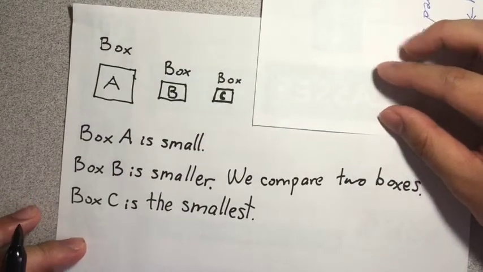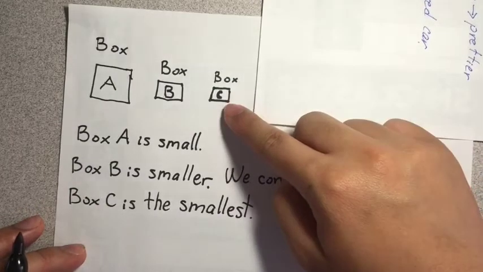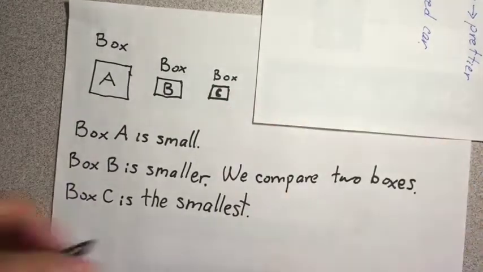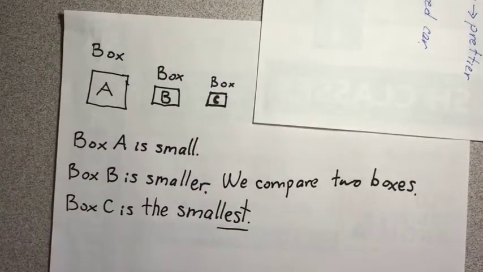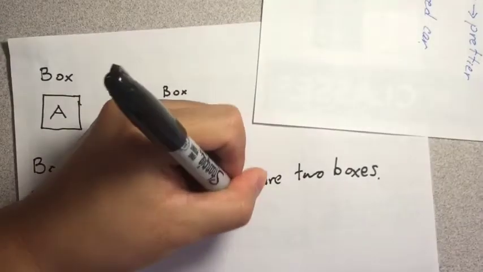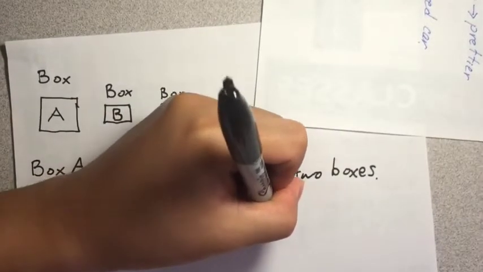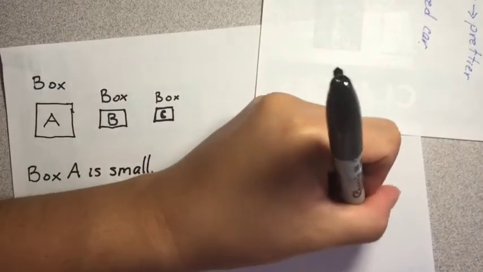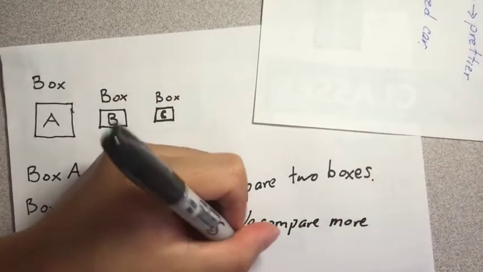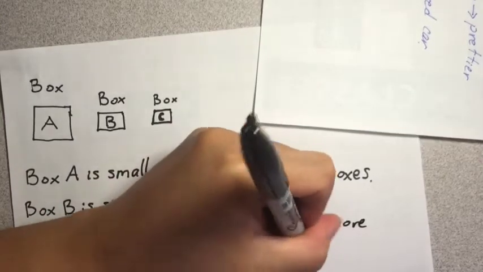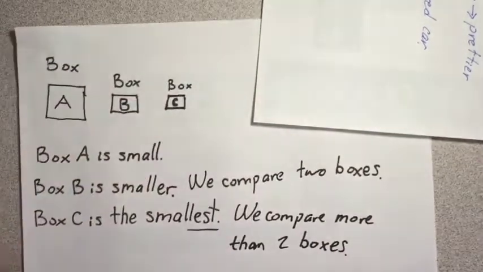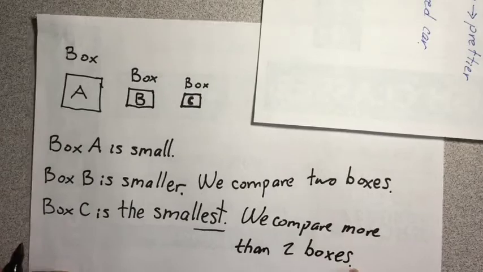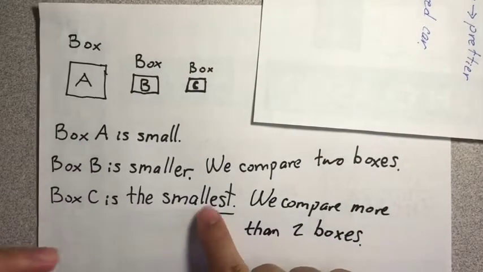Now we have three boxes, and this one is the smallest. We're using EST, the smallest. We use the smallest when we compare more than two. We compare more than two boxes, so we use EST.